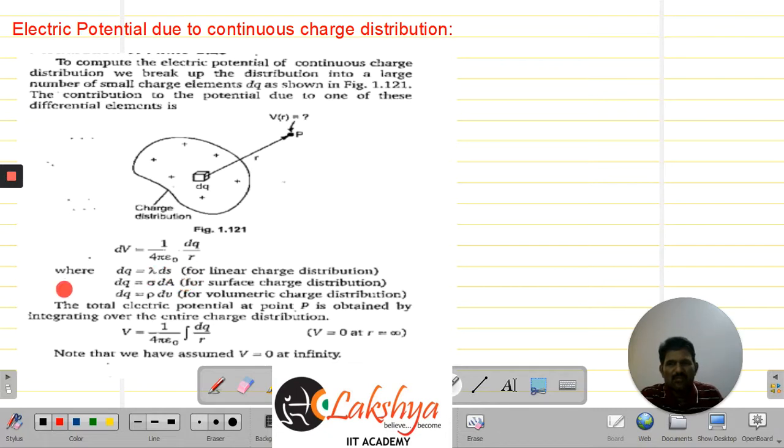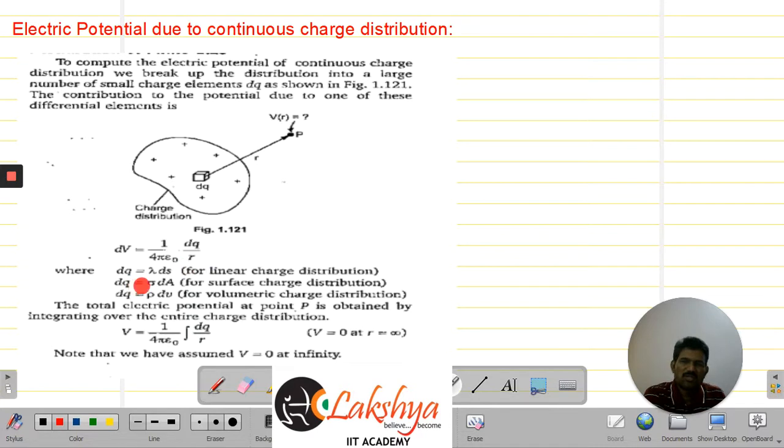Now we need to substitute the dq value according to the given problem or the object. If it is a one-dimensional object, we write dq as lambda into ds, where lambda is charge per unit length and ds is the length of the small element.